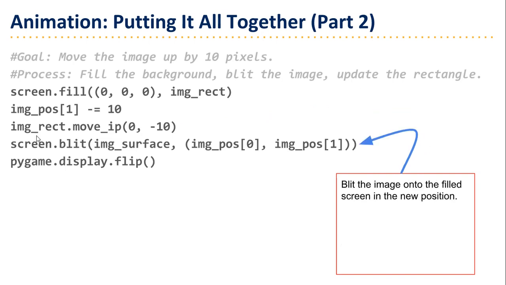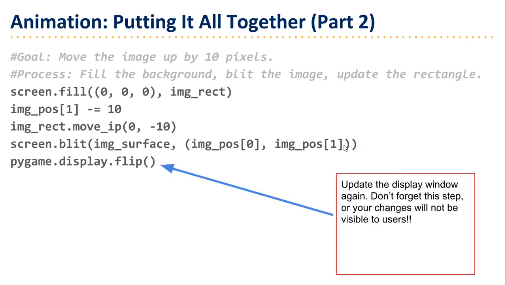Then I've moved it. Now I can re-blit the image onto the surface. So I can just blit as we've done before. And I again can use the positions because I updated the positions over here when I updated that list. And then I update the display. Don't forget to do this, otherwise users won't see your changes. A very common bug with Pygame programs is forgetting to flip the display. And that's it. So that's how we can do some basic animation in Pygame.